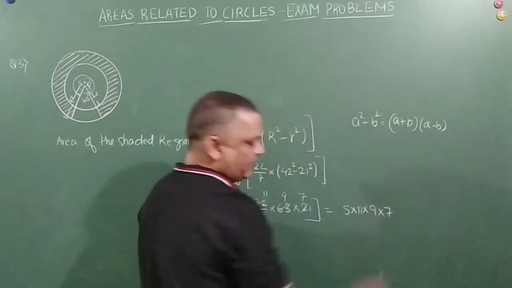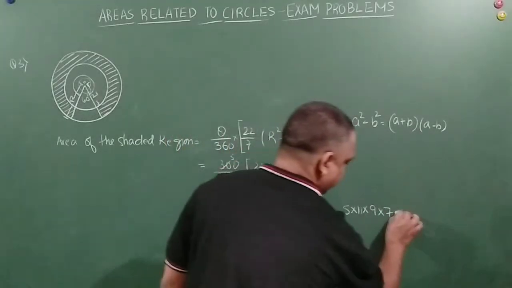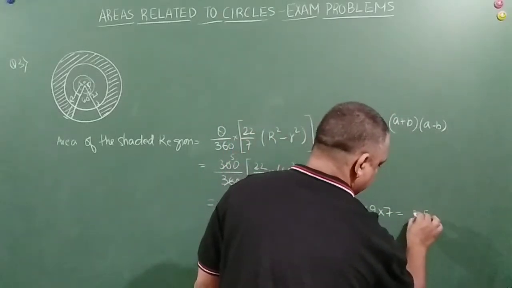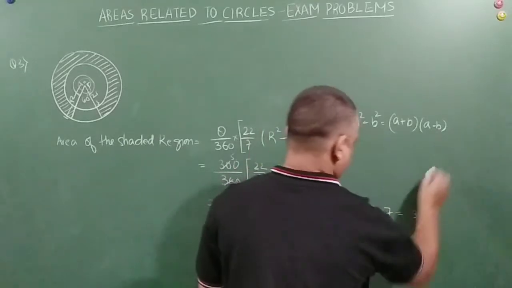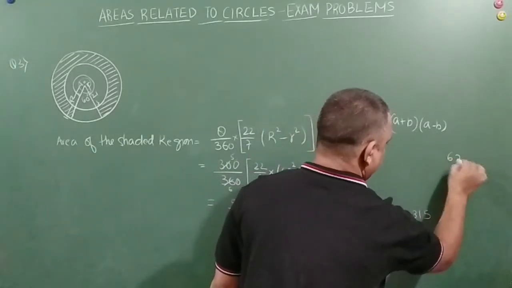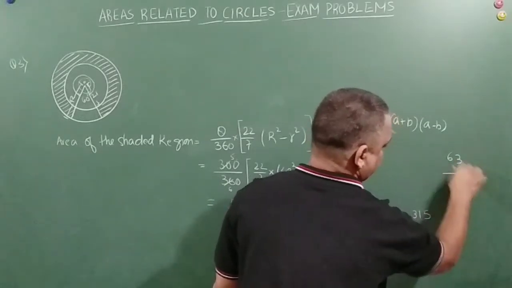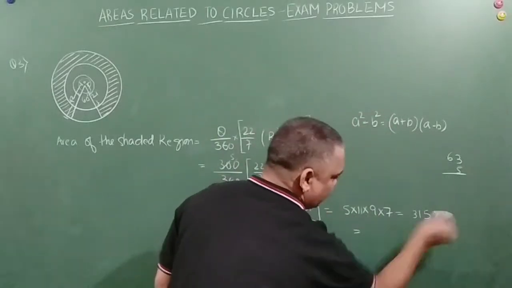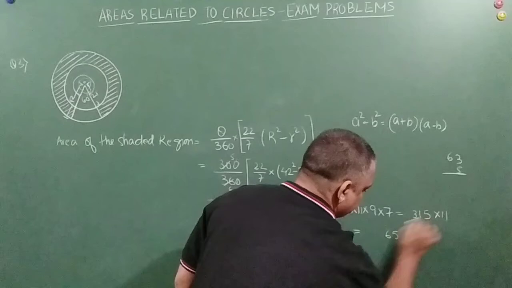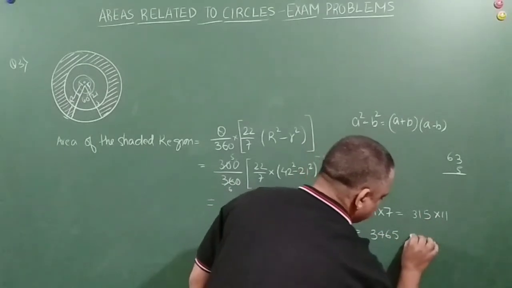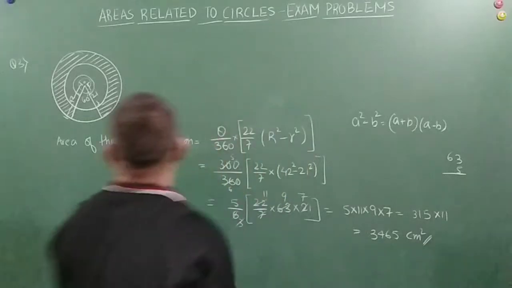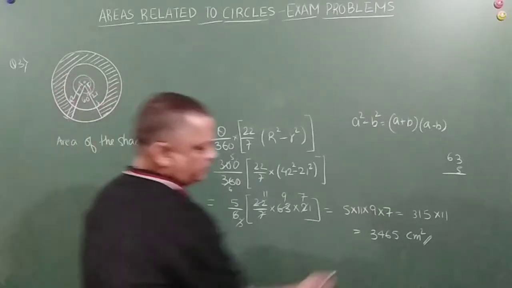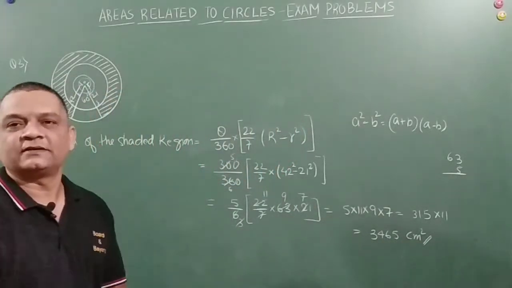Now 9 into 7 is 63. 63 into 5 is how much, friend? 5 3 is a 15, carry over 1, 5 6 is 30, 60, 63 into 5, correct? 315 into 11, right? We know the multiplication with 11: 5, 5 plus 1 is 6, 3 plus 1 is 4, 3. So 3465 centimeter square. I hope it was in centimeter only. Yes, right? So here you are with the answer, right?